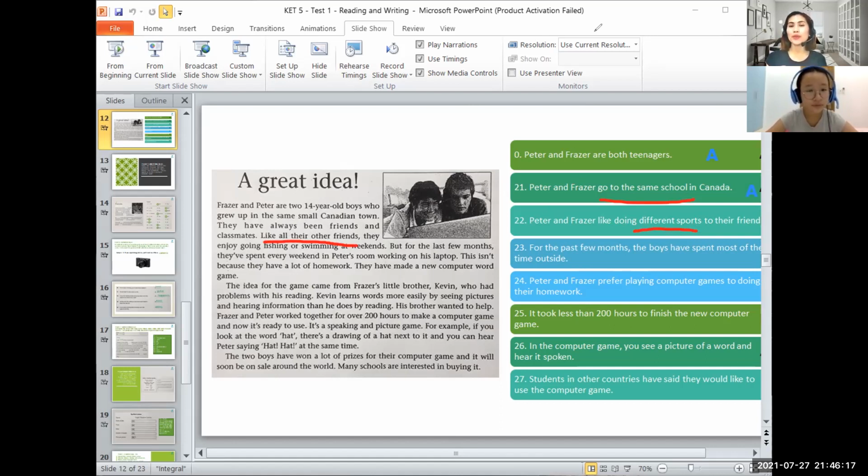So 22 is wrong. Okay, so you see, when you think a statement is wrong, you must find the wrong word or the wrong information. And you can find the correct information from the article. Okay, number 23, please.